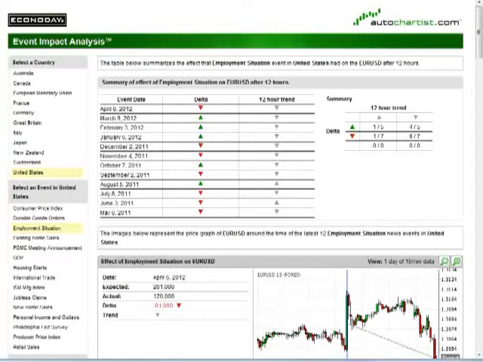Of course, we cannot suggest to you that past events can accurately predict future events, but what we can show you is an obvious correlation or lack thereof, and you need to decide how you want to make use of that information.